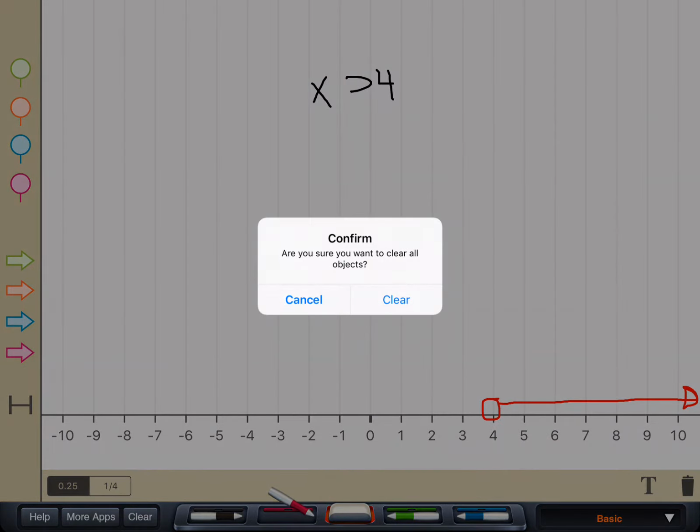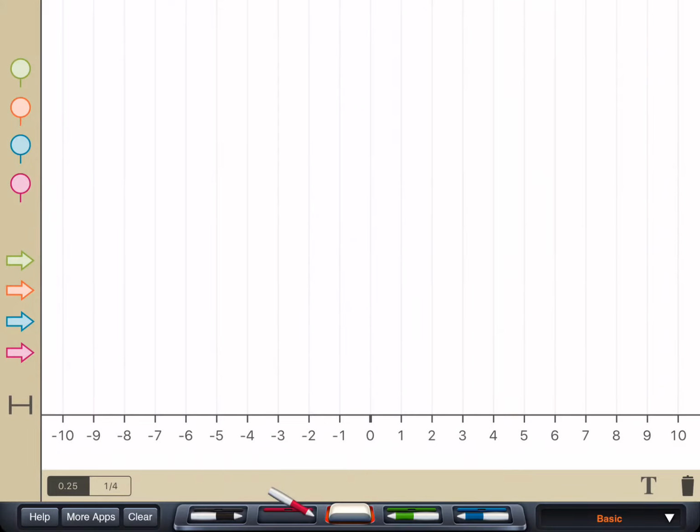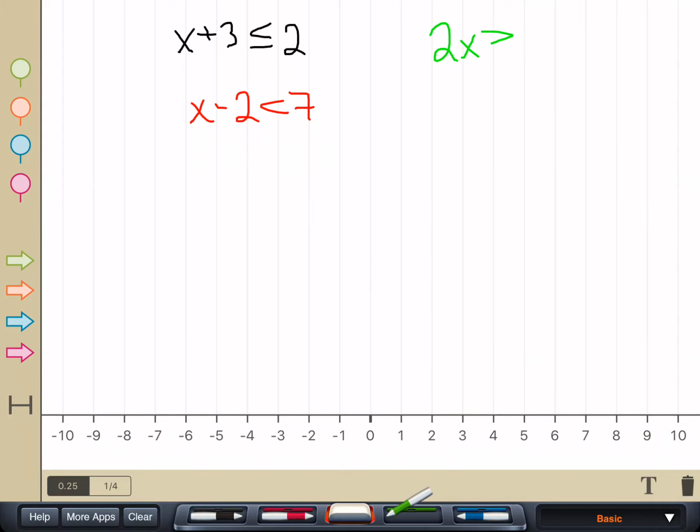Now, that's really quite simple. So let's try to solve a few easy ones here. So I'm just going to write them all out first. We're going to go with x plus 3 is less than or equal to 2. Then we're going to have x minus 2 is less than 7. Then we'll do 2x is greater than or equal to 6. And x divided by 3 is greater than 2. Okay, so let's try solving these.